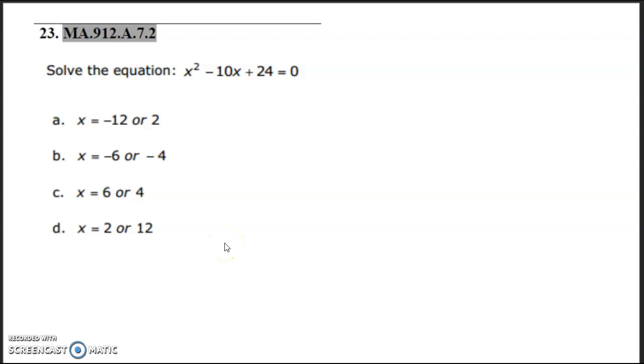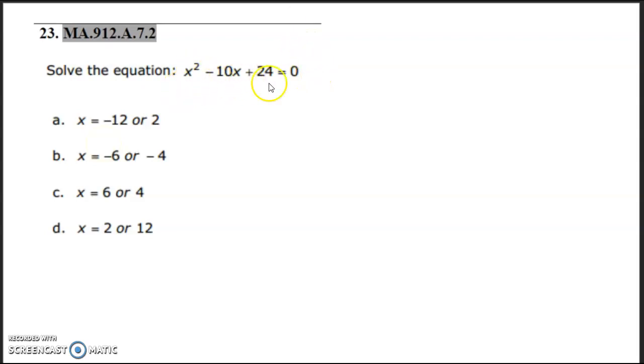Okay, so this is the PERT practice test, and we're going to do questions 23 through 26. So number 23, solve the equation. When you have something like this and it says the word solve, we want to try to get an x equals something. That's what pops up in our brain, or a variable equals something. And even our answer choices are x equals something. So how do we get there from here?